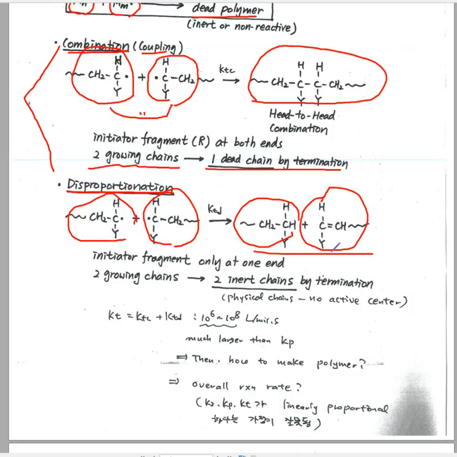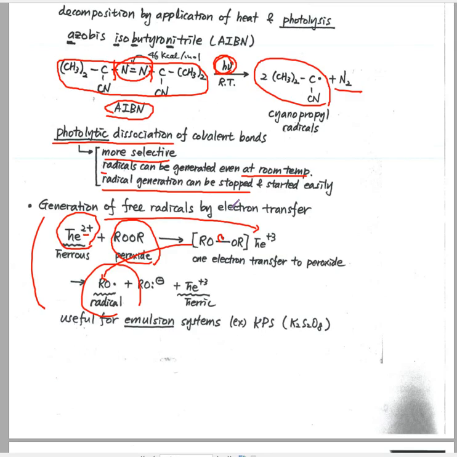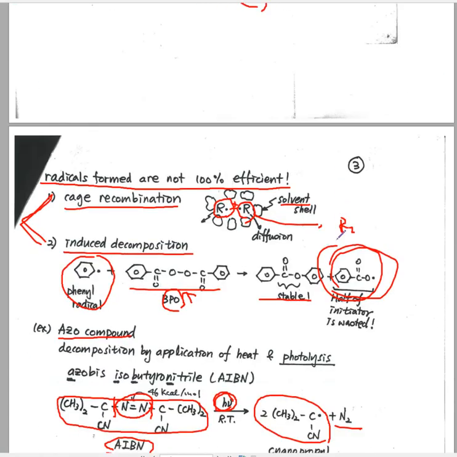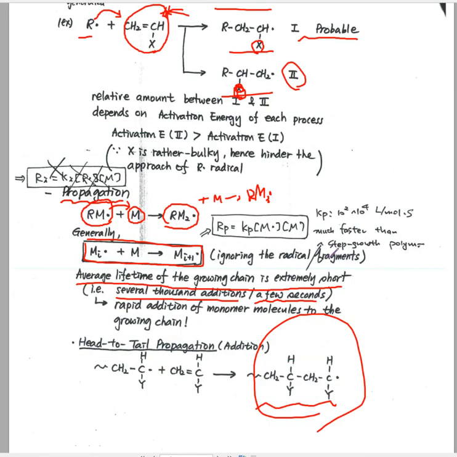I didn't really mention the rate constant of each process: initiation, propagation, and termination. We'll cover this kinetics part soon, but let's briefly talk about the rate constant. For the initiation process, the rate constant is on the order of 10 to the minus 4 to 10 to the minus 6. This is not really fast. For the propagation process, the rate constant is 10 to the 2 to 10 to the 4.